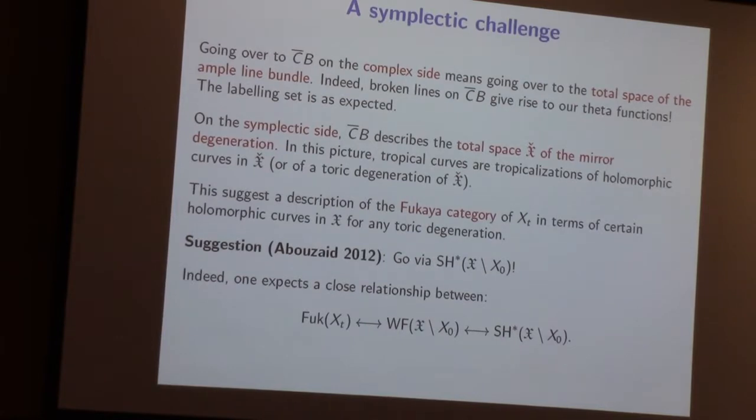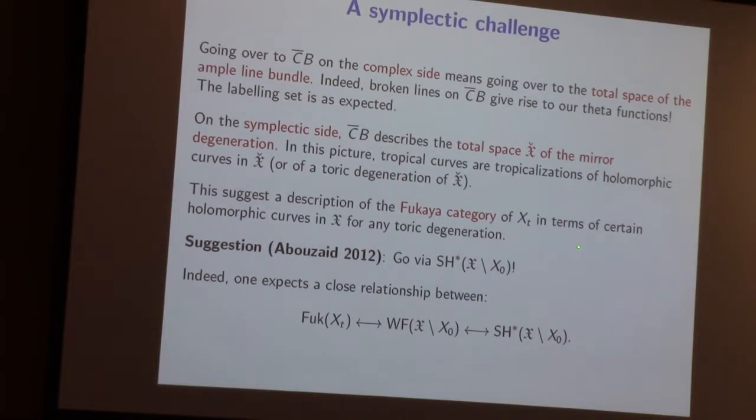Okay, so that comes very close to my pipe dream to describe the Fukaya category in terms of something algebraic geometric. So it suggests to describe the Fukaya category of the general fiber, the thing we're really interested in, in terms of certain holomorphic curves in the total space of a toric degeneration. So what corresponds to this Lagrangian? Sorry, say again? What corresponds to this Lagrangian in this picture? You'll get to that. Okay, so that's an interesting thing. It will be a periodic orbit of Hamilton.